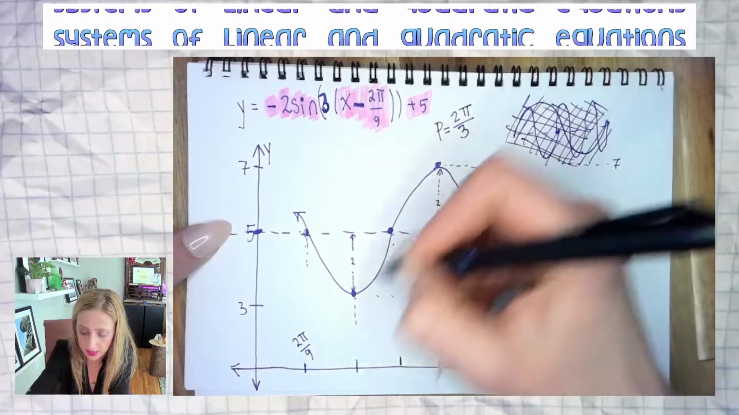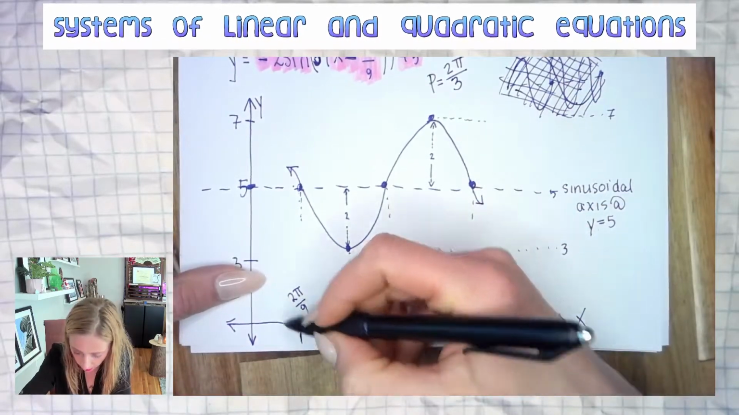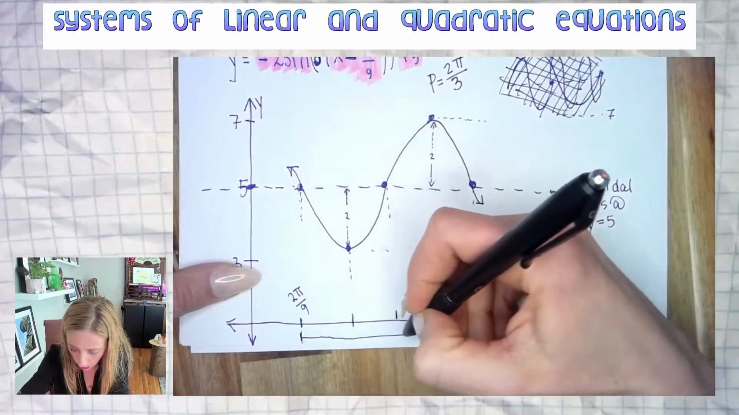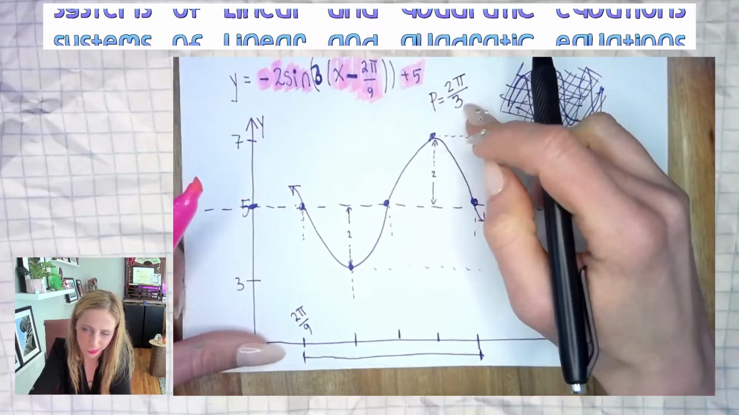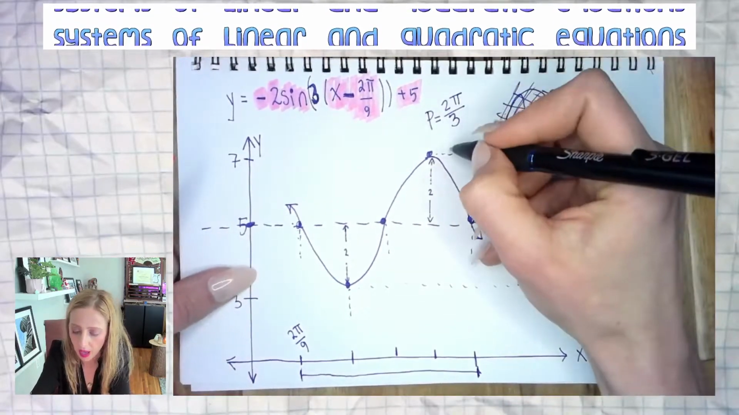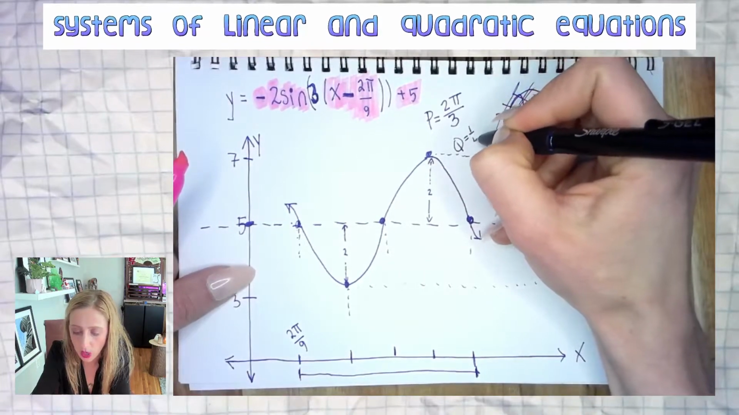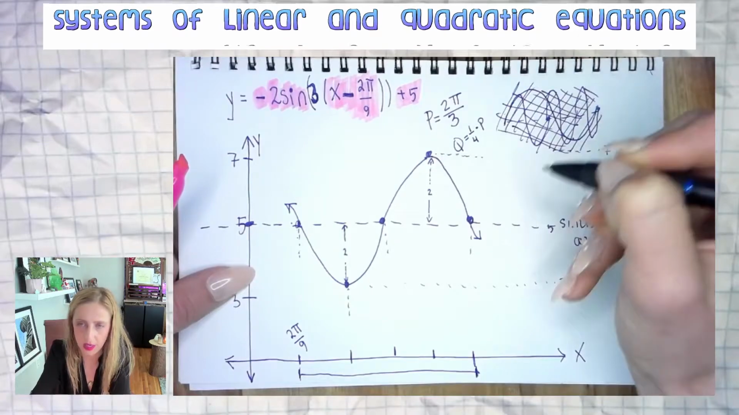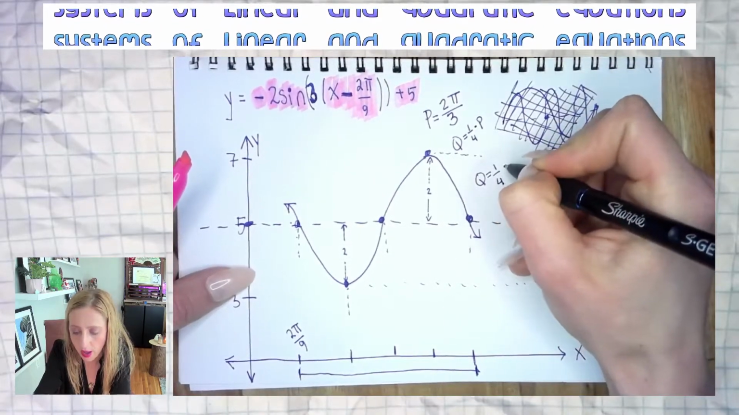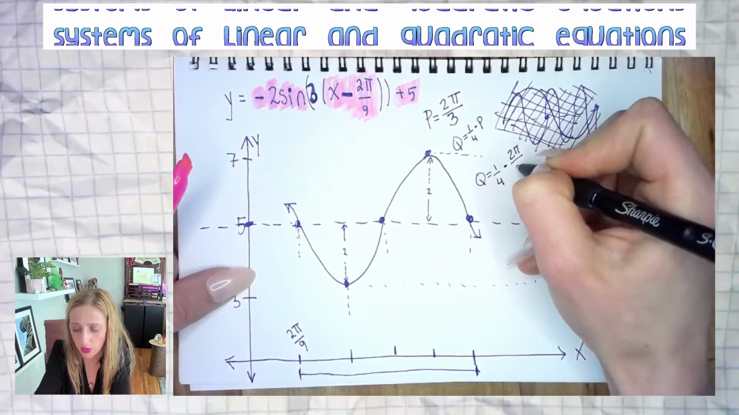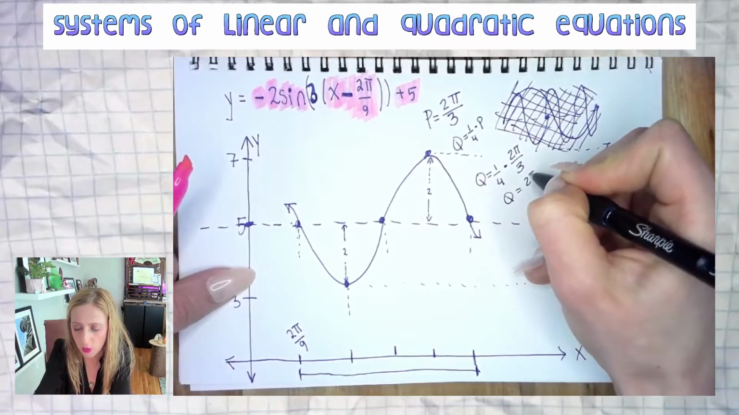So the period, that means the distance from the very beginning of our graph straight through all the way to here, that length is 2 pi over 3. Okay, great. What do I do with that? I'd rather find now the quarter period. That's going to be 1/4 of the period. Okay, so let's do that. 1/4 of 2 pi over 3, and that becomes 2 pi over 12.